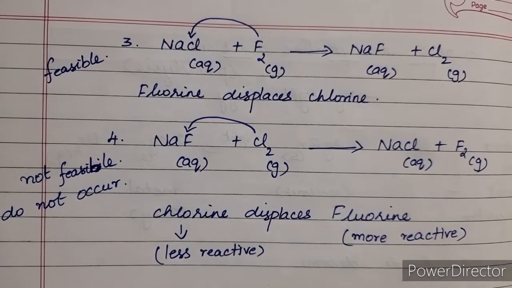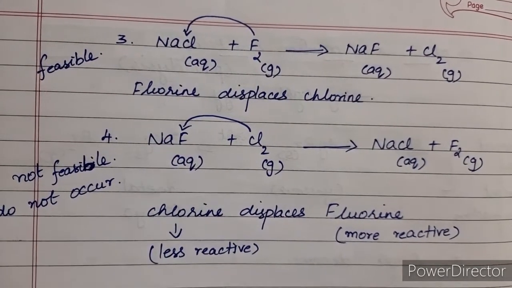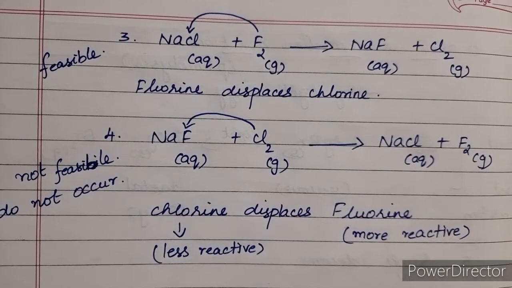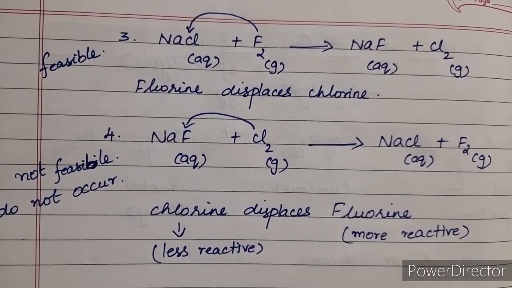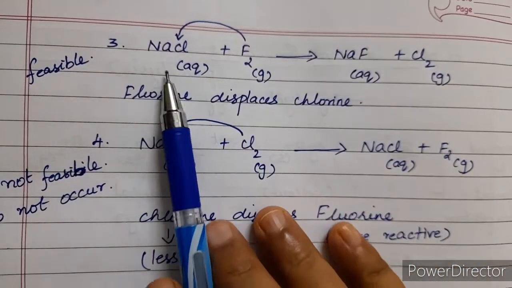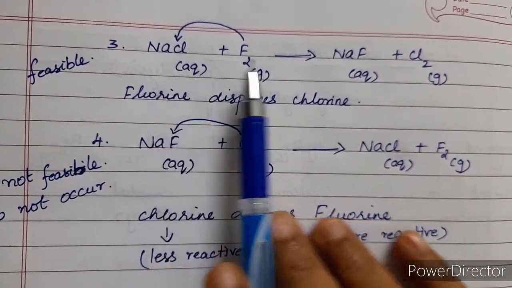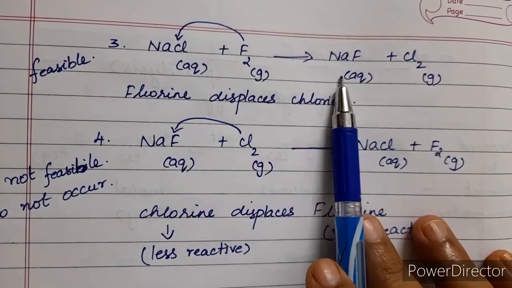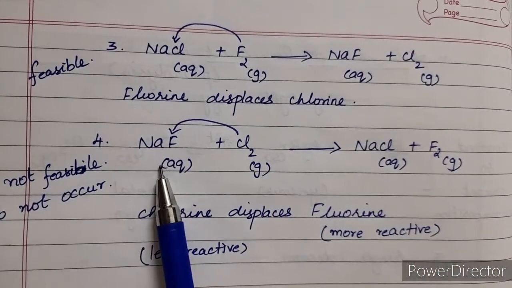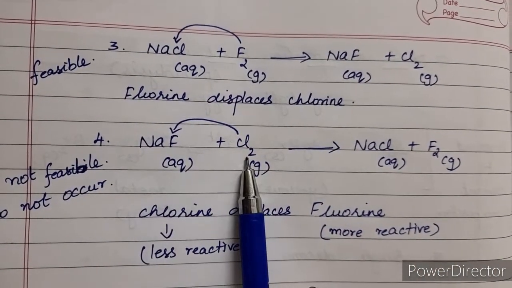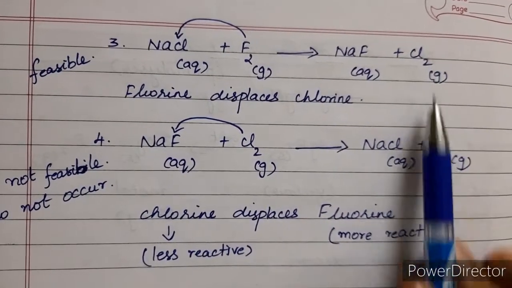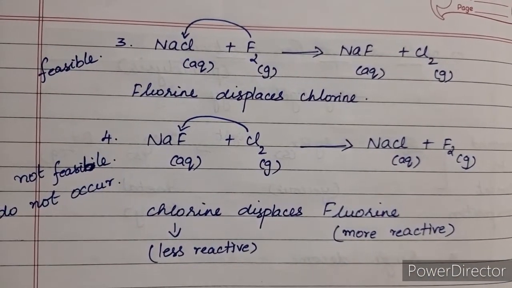Now it is easy to predict so many reactions of this kind with different combinations, isn't it, children? The single displacement reaction. But will it occur in practice? Let's see that. Here you have two examples. One is sodium chloride reacts with fluorine to form sodium fluoride plus chlorine. The other one is NaF reacts with chlorine to form NaCl plus F. These are the two reactions. Now we'll see which one occurs.